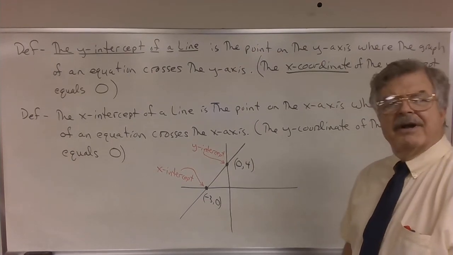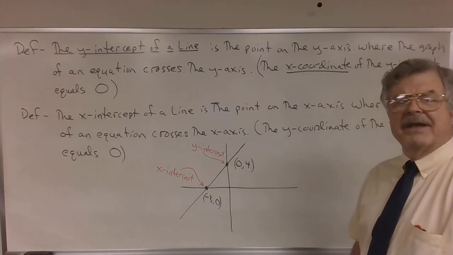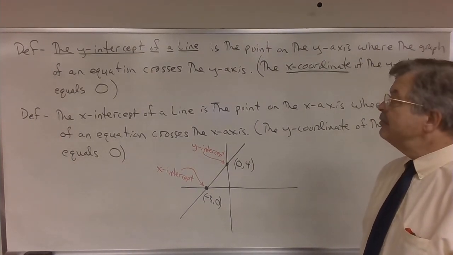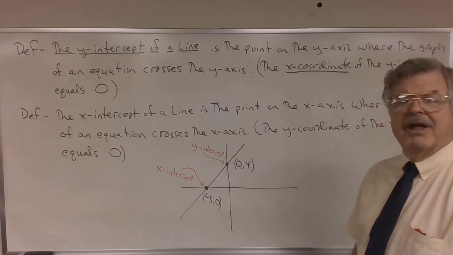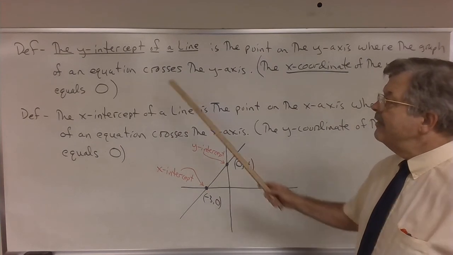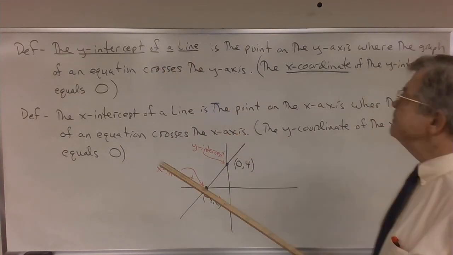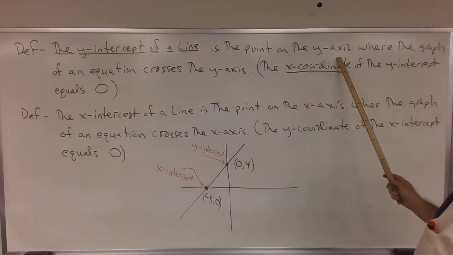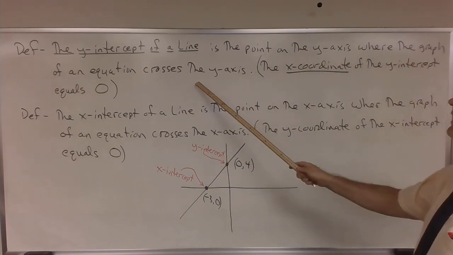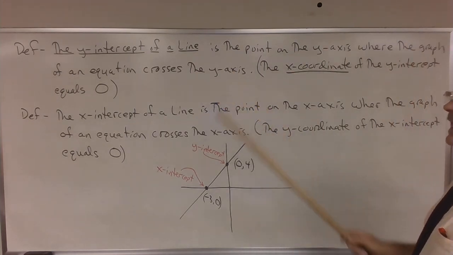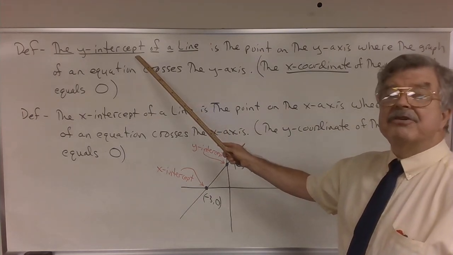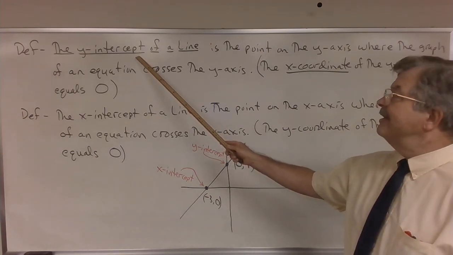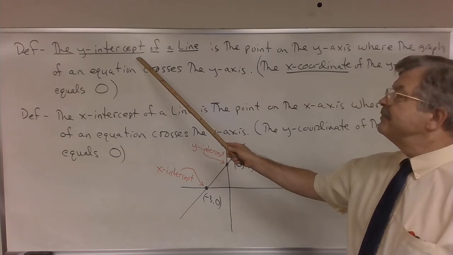Here's an important concept, the x and y intercepts. They're important because they make it easy to graph most lines. The y-intercept of a line is the point on the y-axis where the graph of the equation crosses the y-axis. We could say maybe it's the y-intersect of the graph or the line.